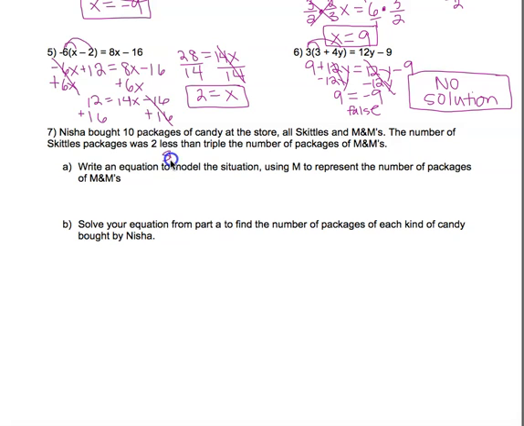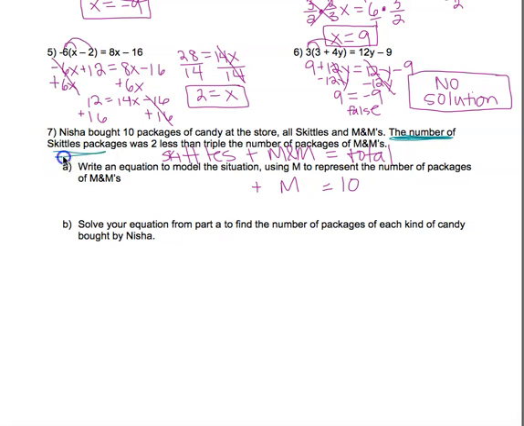So I know that in general, my approach should be number of Skittles plus number of M&Ms equals the total. And in this case, I'm told that the total is 10. I'm also told to use M to represent the number of packages of M&Ms. So I know I'm going to have Skittles plus M equals 10. Again, when you write an equation, you cannot introduce another variable. It has to be only one variable.